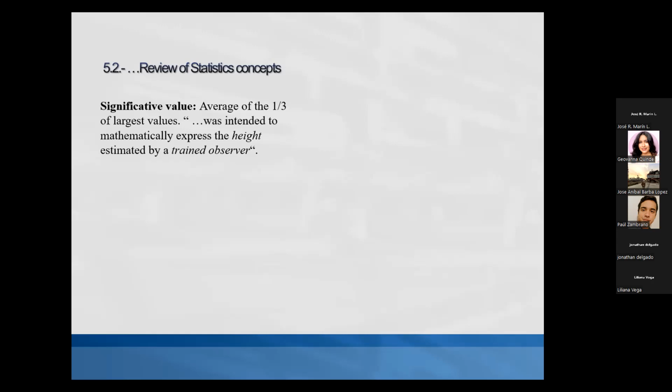Mr. Jimenez, are you there? Yes, doctor. Would you please read the definition of the significant value? The average of the 1/3 of the larger values. Yes, that's the definition of what a significant value is. As Mr. Jimenez said, it is the average of the 1/3 of the largest values.